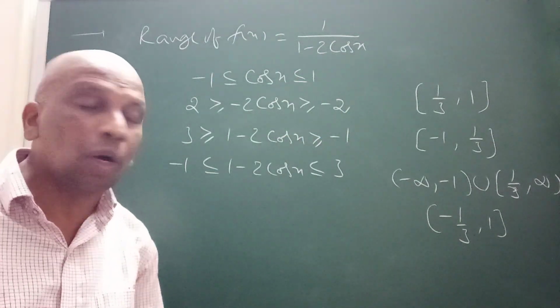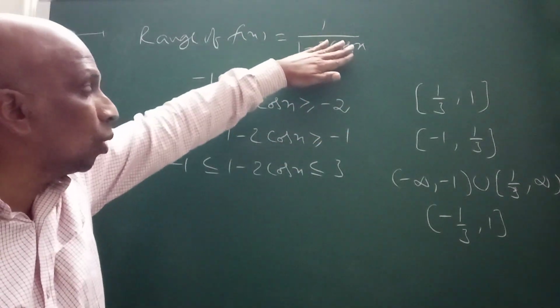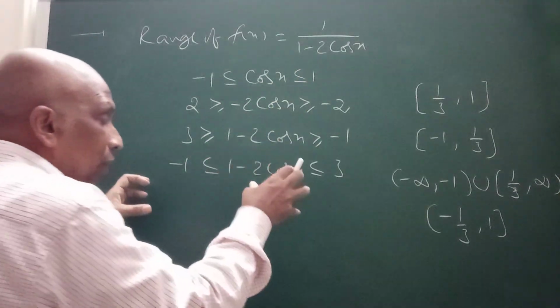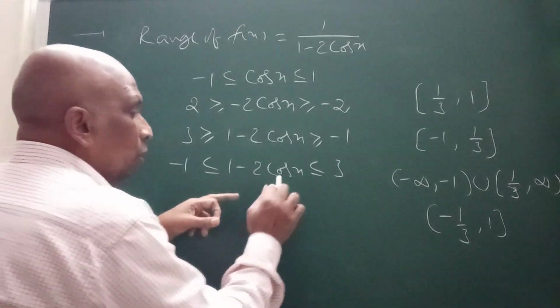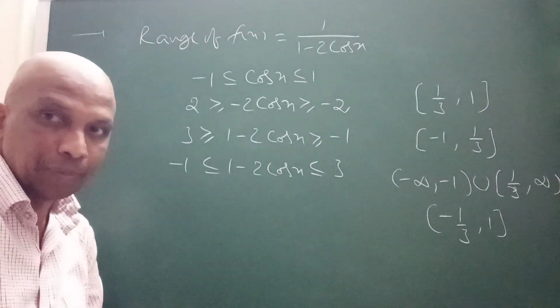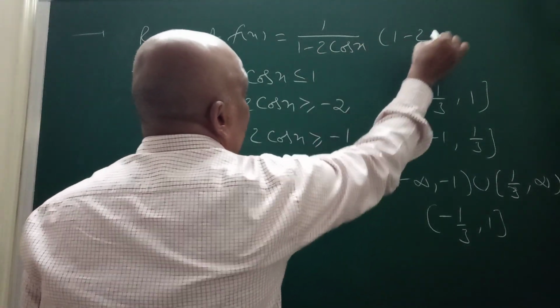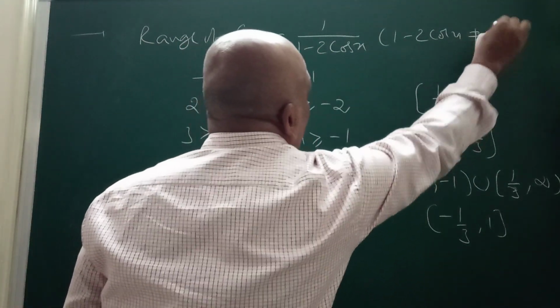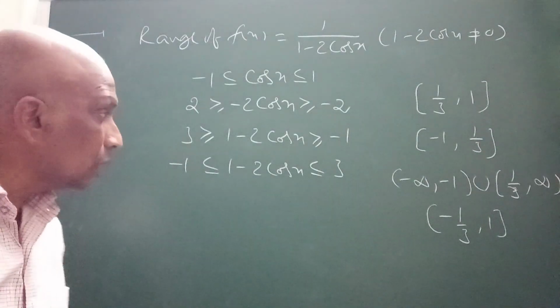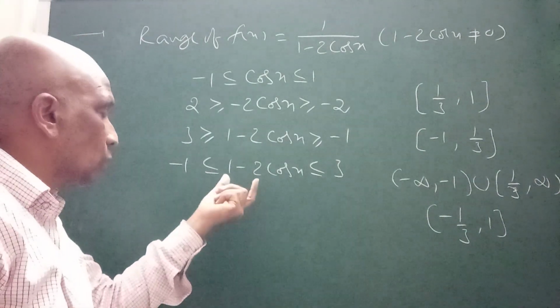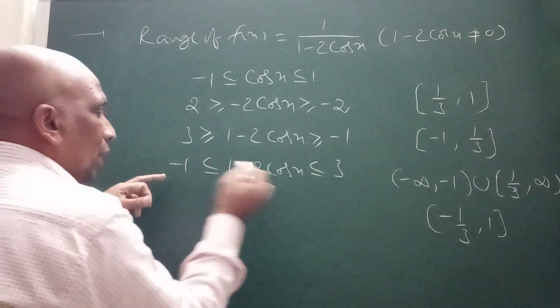But 1 minus 2 cos x should not be equal to 0. Correct? So when I write it like this, 1 minus 2 cos x should not be equal to 0. That means I can split this: minus 1 to 0, 0 to 3. Because this value should not be 0, right? You remember 1 minus 2 cos x should not be equal to 0. I should split this, because the entire value should not be 0.